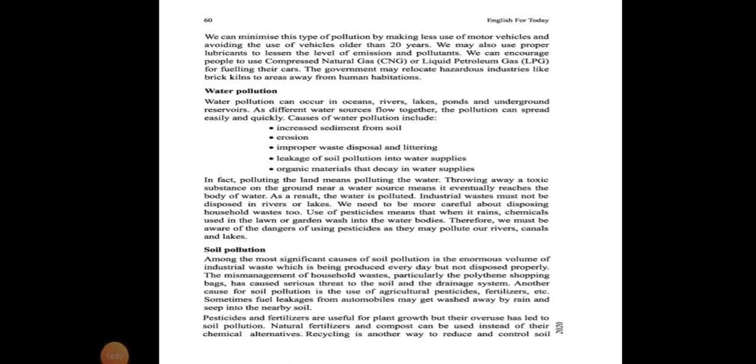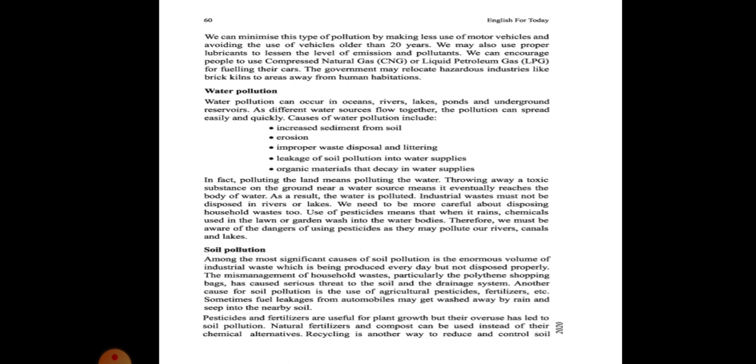So boys, you can notice that water pollution occurs in such a way. In fact, polluting the land means polluting the water. Throwing away a toxic substance. Substance means surface of the ground. On the ground near a water source means it eventually reaches the body of water. As a result, the water is polluted. So industrial wastes must not be disposed of in rivers or lakes. It is a very vital thing that pollutes rivers and lakes, that is industrial waste. You just pick this point.